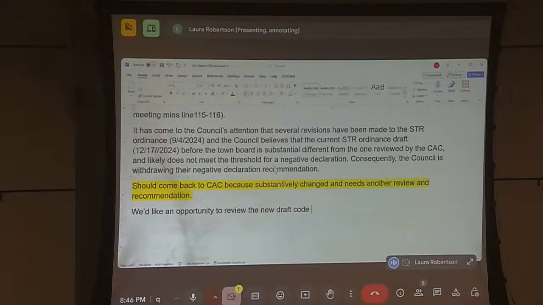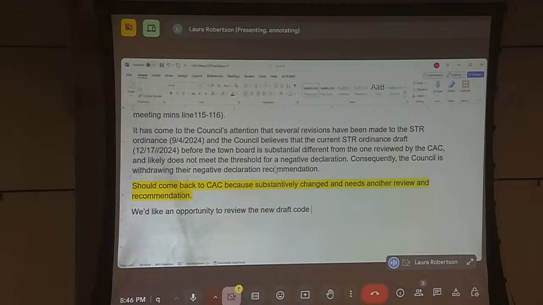So I actually think the first half of this letter is important, because I think the risk you run is if you just put that paragraph in there, they're going to say, yeah, they want it back, but it doesn't really convey the amount of effort and work and thoughtfulness that this board put into the document.